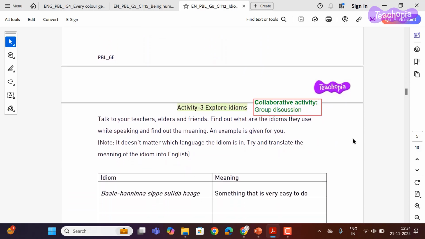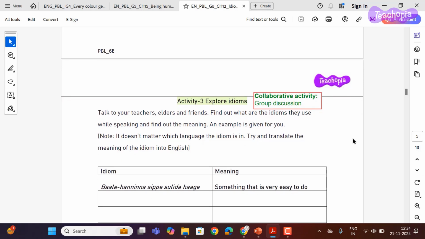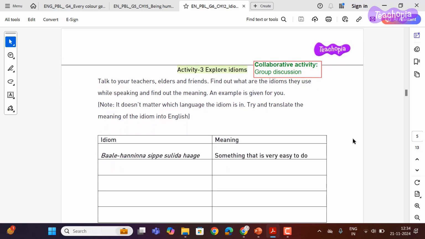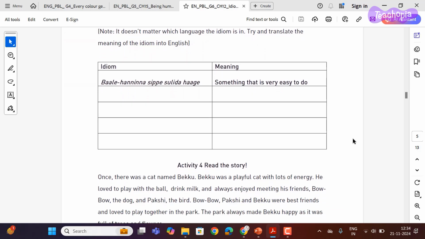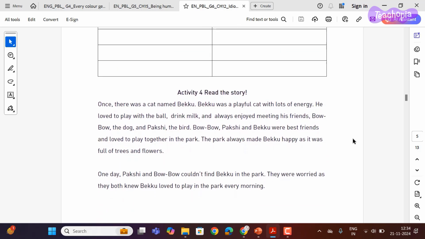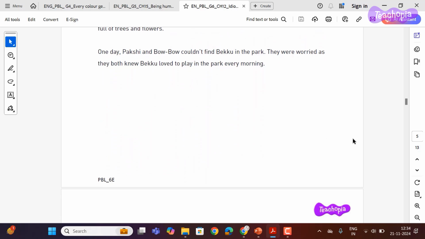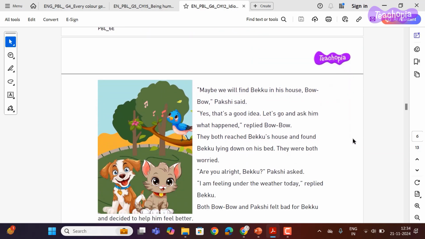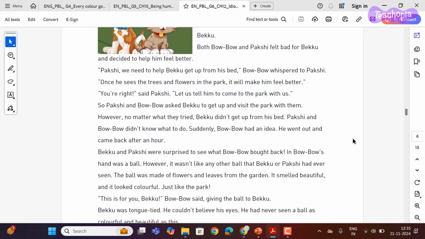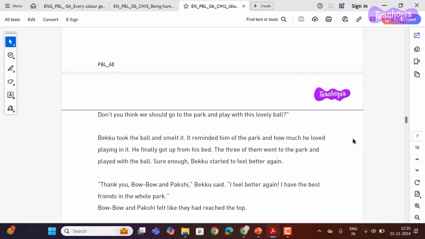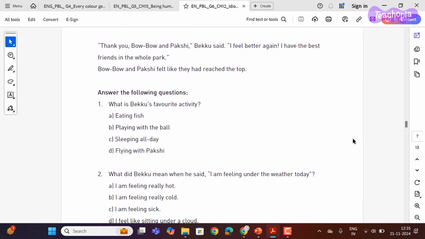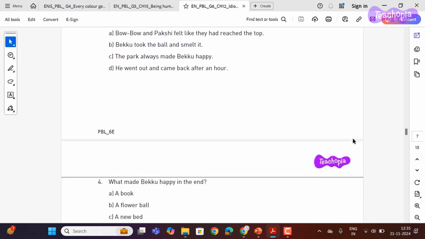Another collaborative activity, you can do a group discussion with the learners. Here, they will be identifying idioms in any language of their choice and then try and translate it or give the meaning of that idiom. Followed by the reading comprehension passage. Questions that are based on the comprehension passage.